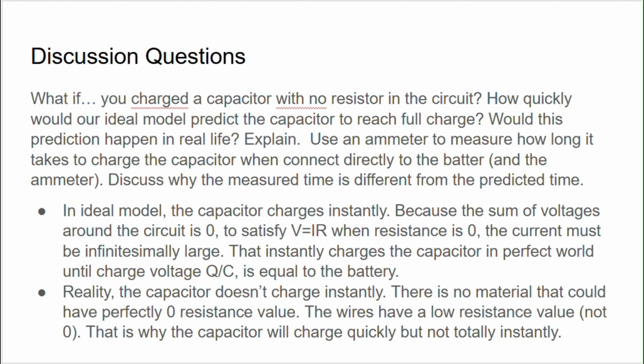There is no material that could have a perfectly zero resistance value. The wires that connect them have a low resistance value. It's low, but it's not zero. And that is why the capacitor will charge quickly, but not totally instantly.